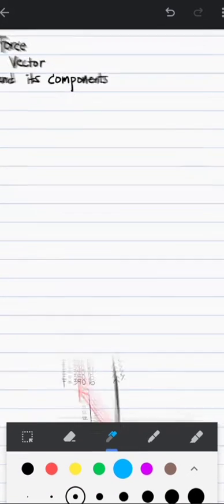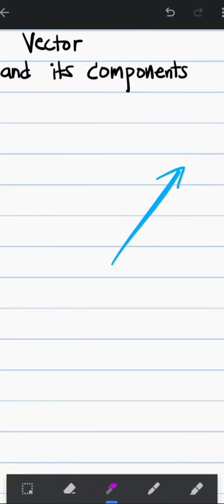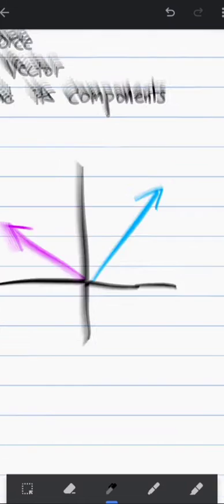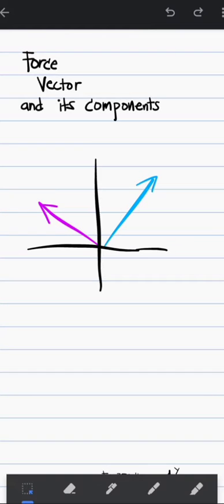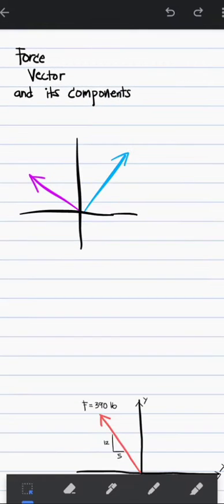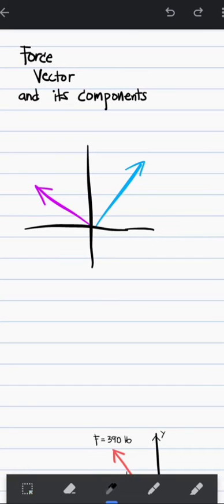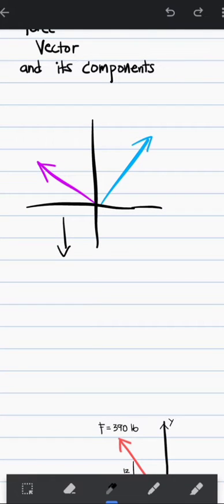Let's say we have this particular vector here and this vector here. If we want to add these two vectors directly, of course we can use the tip to tail. But then there are 10 of them or more. It is now very long and will give you so much error. That's why we need to break them up into its components, because after we break them up to its components, it will look something like this.